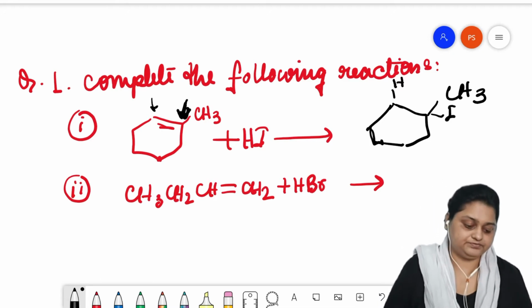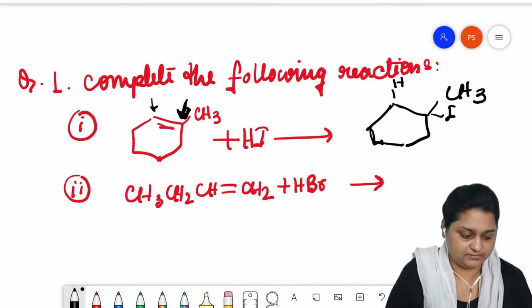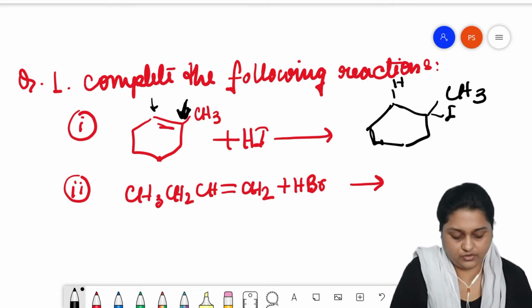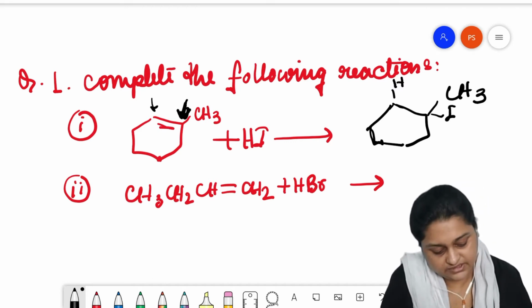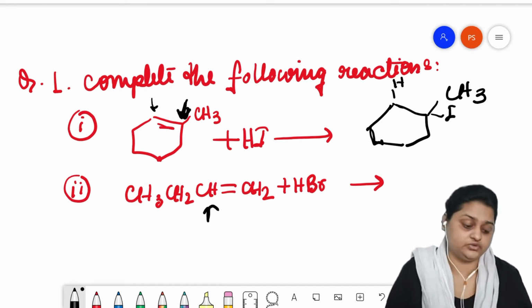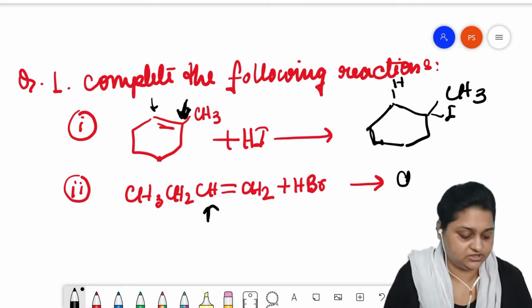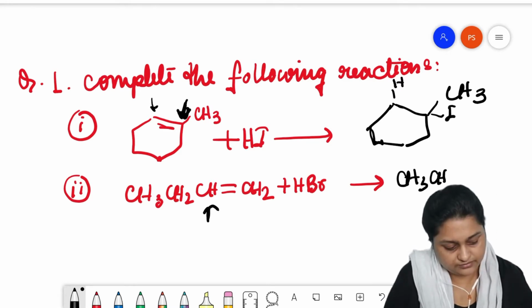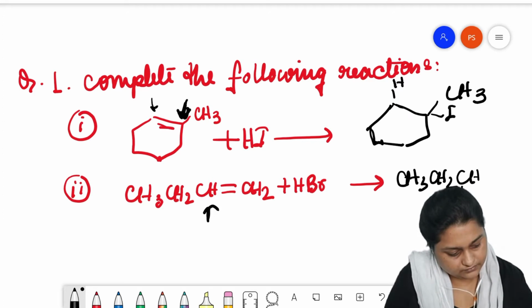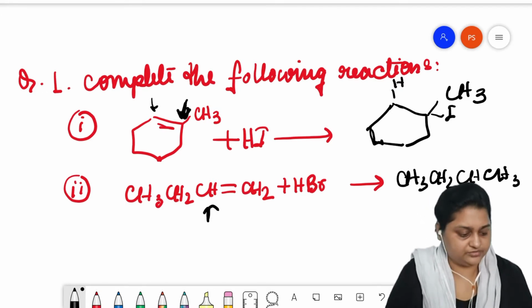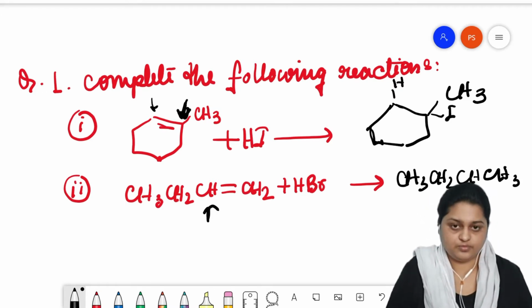The second one will also follow Markovnikov addition, and as a result, Br minus, which is the negative part of the HBr, will add to the carbon having lesser hydrogen, and hydrogen will add to the terminal carbon, forming these two products.